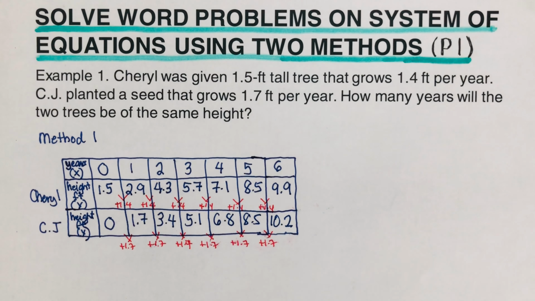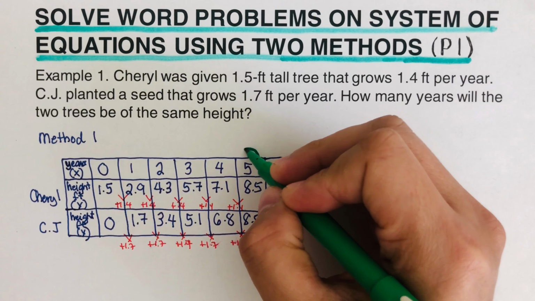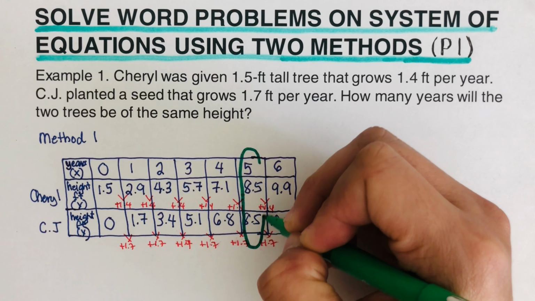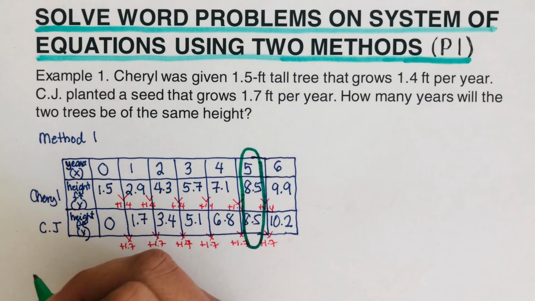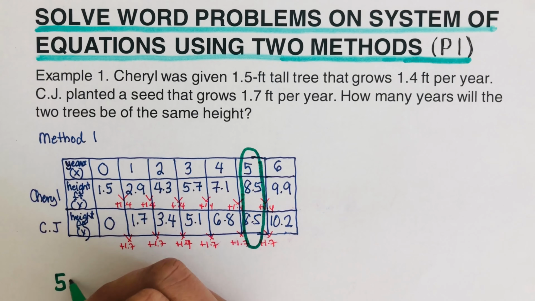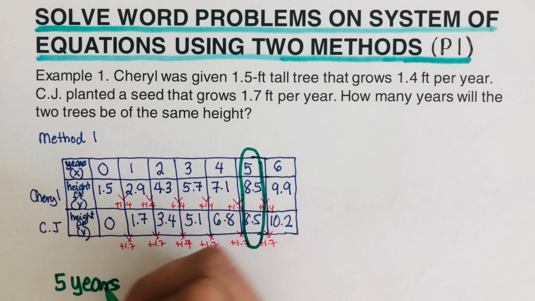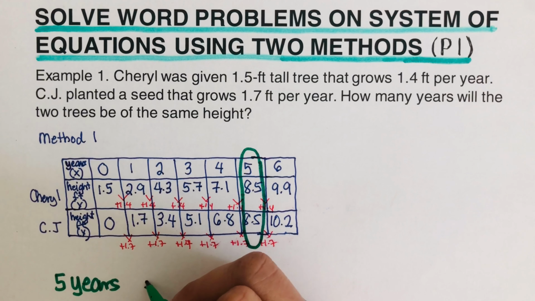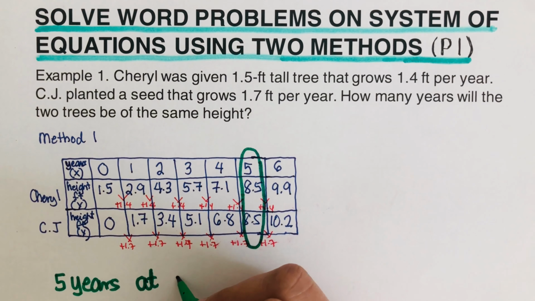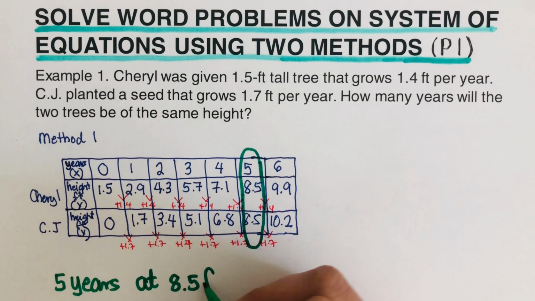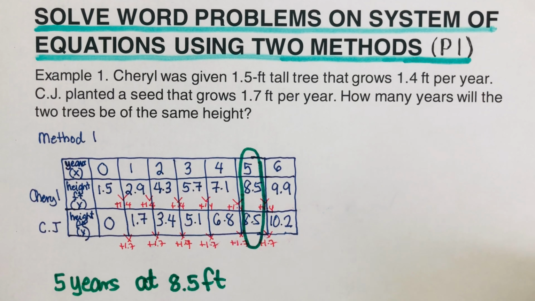As we can see here, we can already figure out that it takes 5 years for the two plants to have the same height. So the answer for this one would be 5 years. It's going to be 5 years for these two plants to be of the same height, and the height of the plant is going to be 8.5 feet. So in 5 years, they're going to be of the same height, and again, the height of the plant is 8.5.